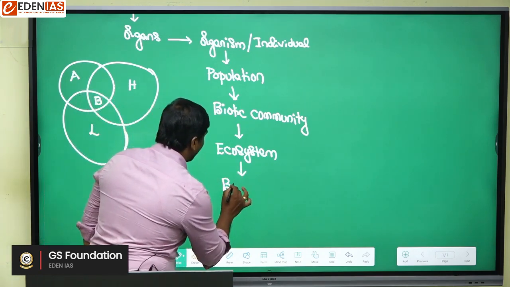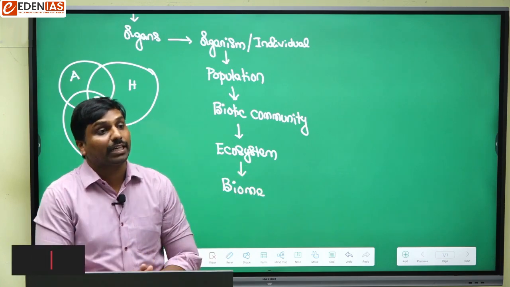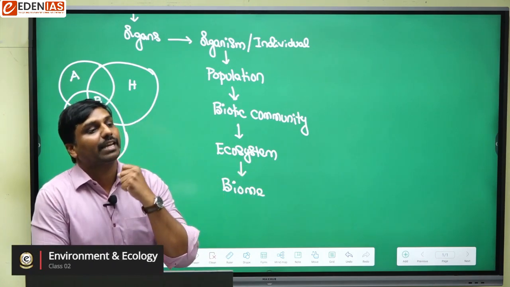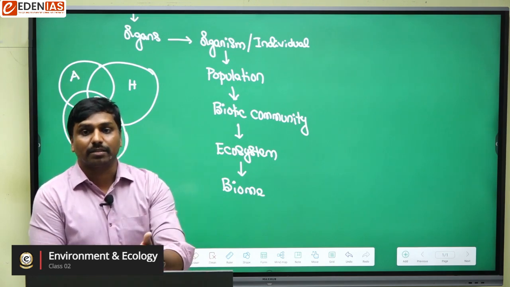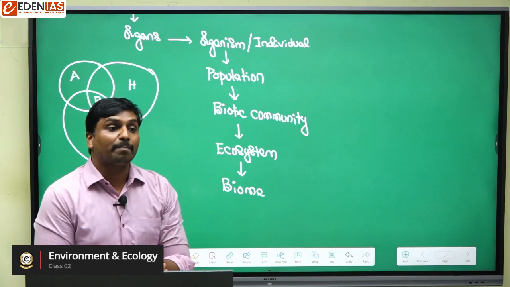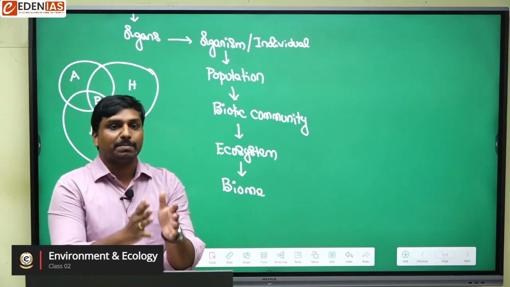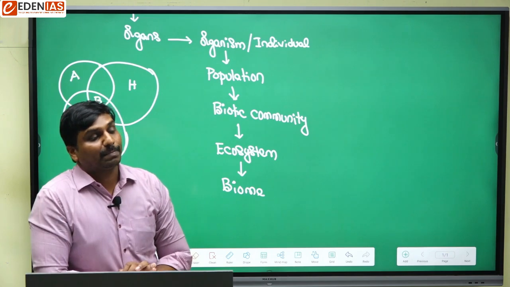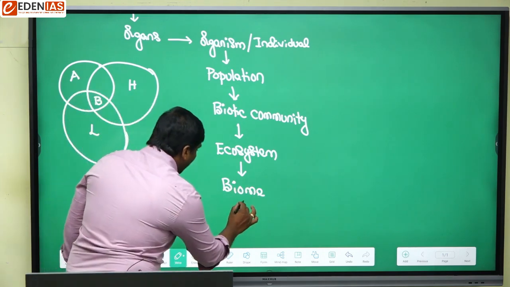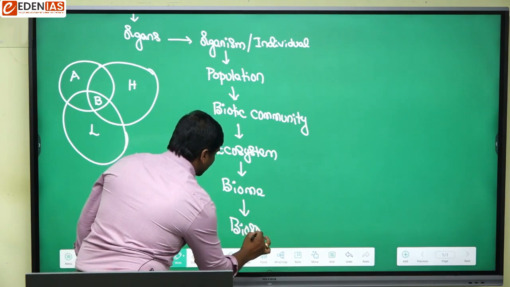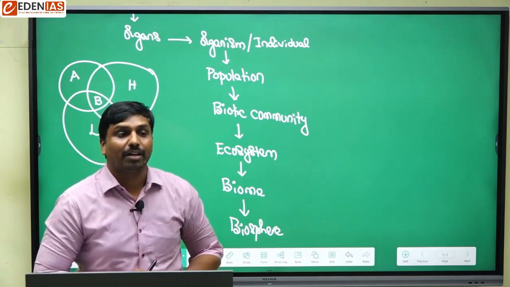The next unit is the biome. A biome refers to a large regional area characterized by a specific vegetation pattern, like a rainforest, deciduous forest or desert, coupled with specific climatic factors as well as specific flora and fauna. Specific animals, specific climatic conditions and specific vegetation make up such a regional unit, known as a biome. Then the next level is the biosphere. These are the various levels of organization, or the ecological hierarchy.